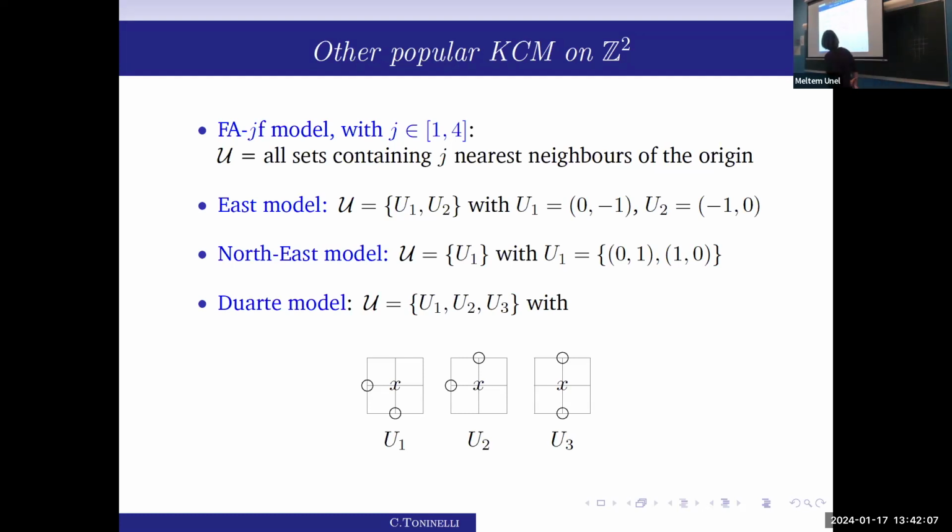So the first natural choice is the one I told you about, this model is called FA2F, from the name of the inventors, Fredriksson-Anderson 2, because 2 is the minimal number of nearest neighbors that are empty. F stands for facilitation. They are those that facilitate the motion.